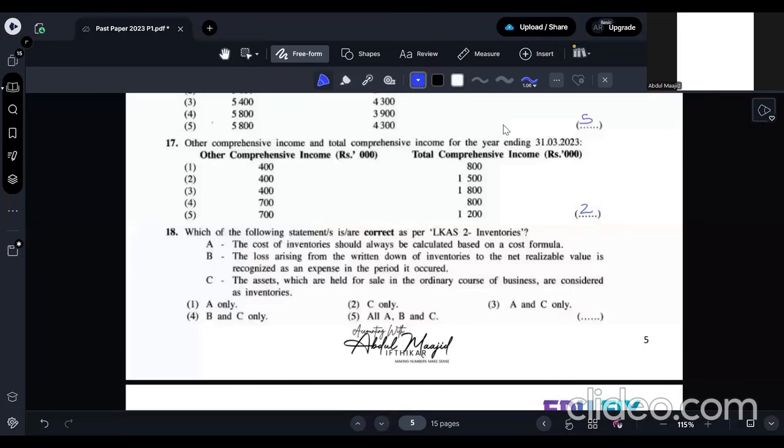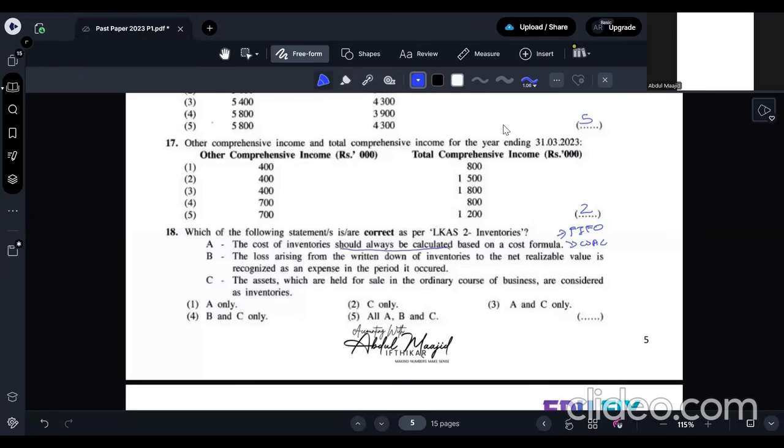Which of the following statements are correct as per LKAS 2? The cost of inventory should always be calculated based on cost formula. Now, cost formula means FIFO and WACC. Okay. LKAS 2 is just recommending it is better for you to calculate your cost of inventory based on a cost formula by using either FIFO or WACC. But it is not mandatory.